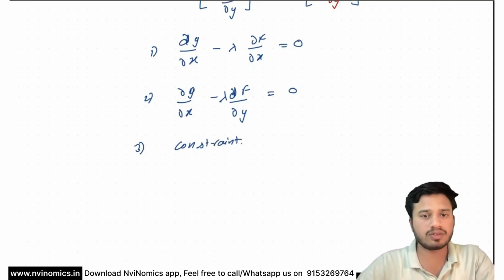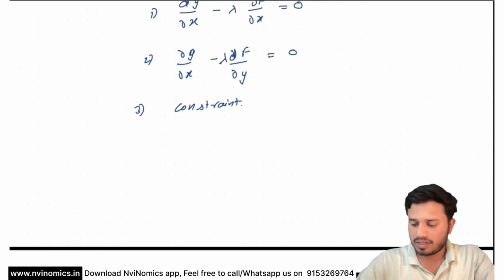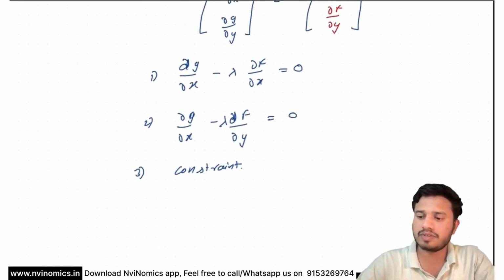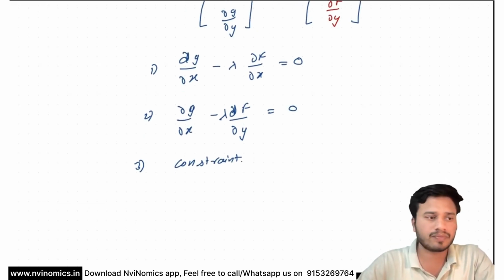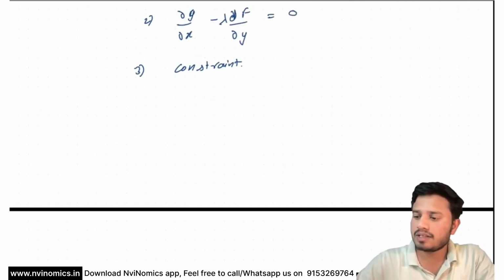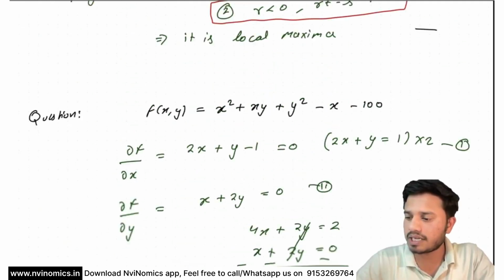The third will be our constraint only. Okay. So this method is known as the Lagrange multiplier method, to find the maxima or minima of any function. Okay. So let's start with one question on this.